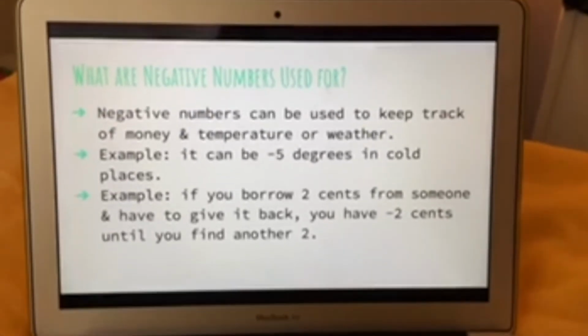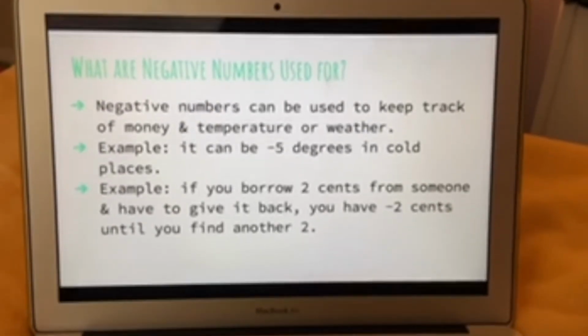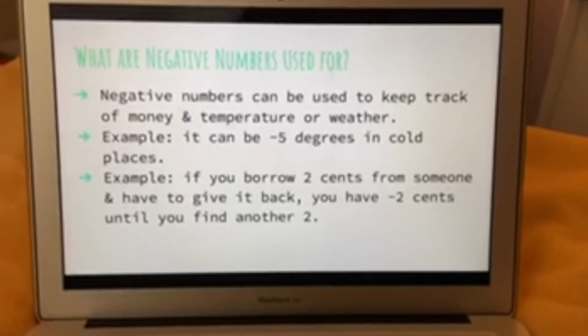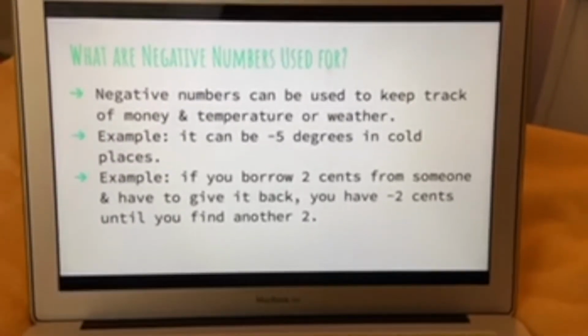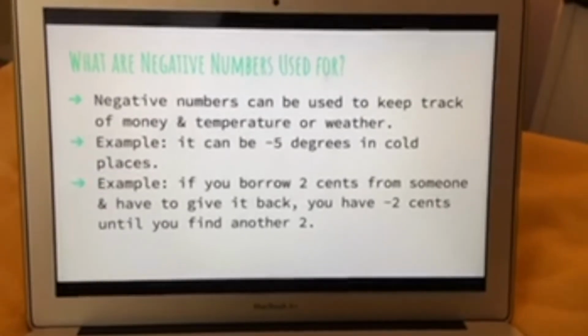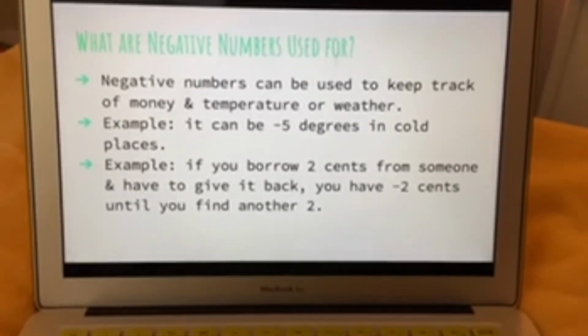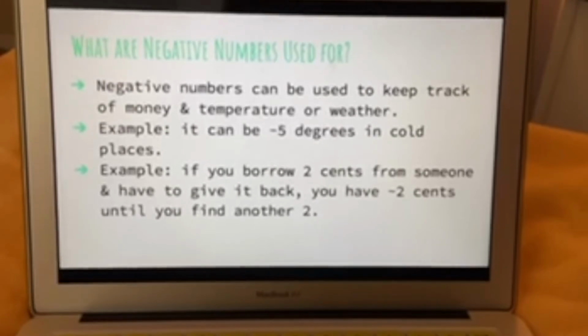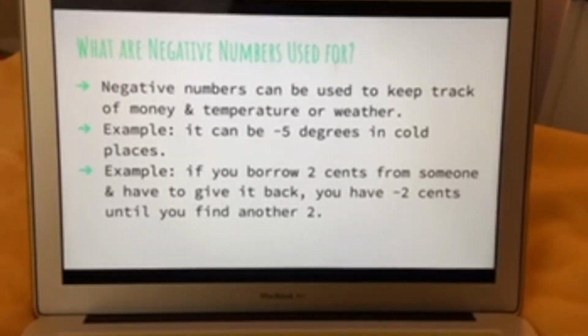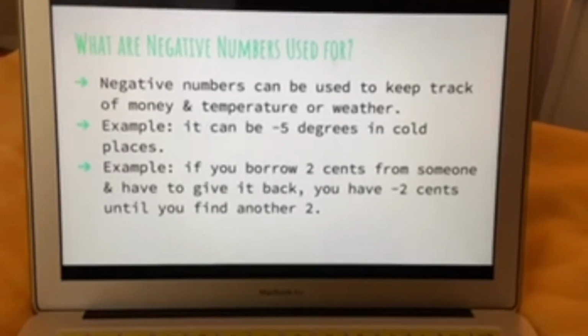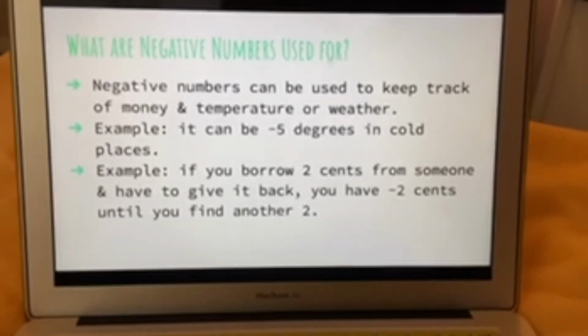Today I'm going to be talking about what negative numbers are used for and what they look like on a number line. So what are negative numbers used for? Negative numbers can be used to keep track of money and temperature or weather. Negative numbers are not like regular positive numbers, but we still use them in our everyday lives.